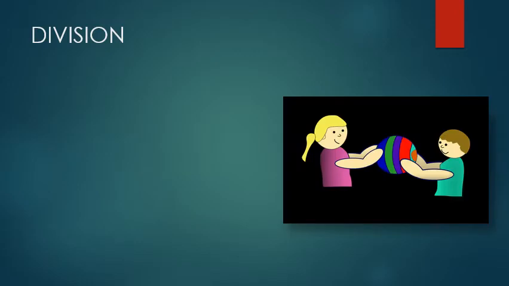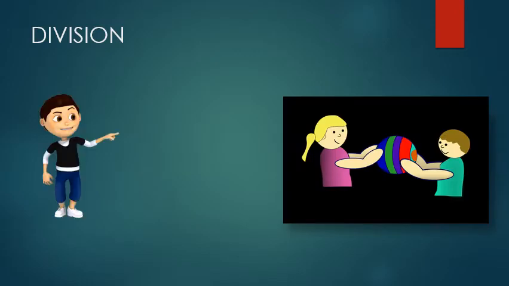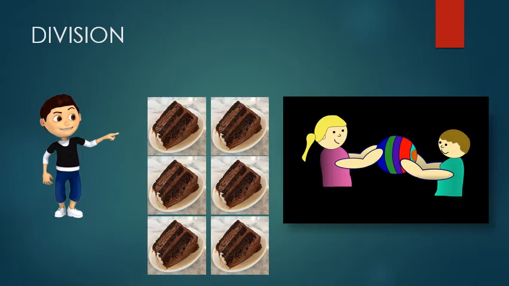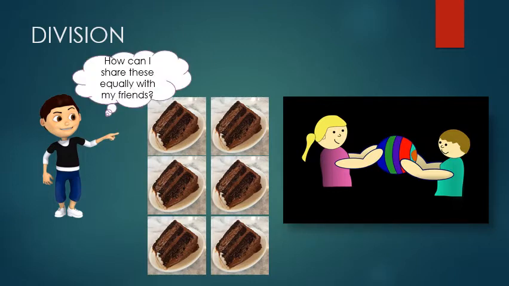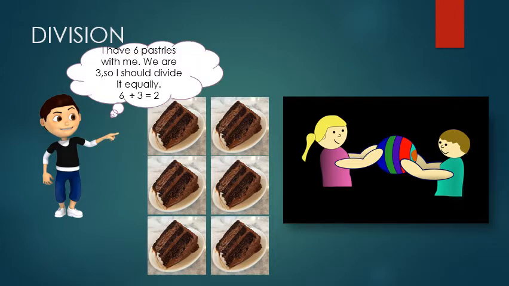Let's understand what is division. For that, I will tell you a small story. Two friends were playing together. At that time, Raj, their friend, came to them and he brought pastries with him. He thought, how can I share these equally with my friends? I have 6 pastries with me. We are 3. So I should divide it equally. 6 divided by 3 equals 2.